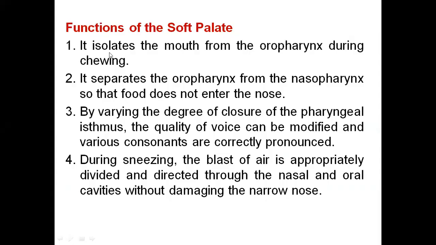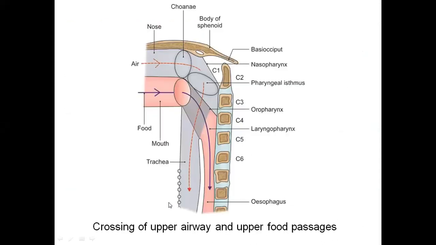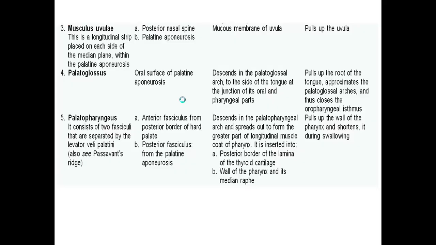The functions of the soft palate: it isolates the mouth from the oropharynx during chewing. It separates the oropharynx from the nasopharynx so that food does not enter the nose. By varying the degree of closure of the pharyngeal isthmus, the quality of voice can be modified and various consonants are correctly pronounced. During sneezing, the blast of air is appropriately divided and directed through the nasal and oral cavities without damaging the narrow nose. Now you can see this is the airway through the nose and this is the oral cavity, and this partition is the hard palate. Further continuation would be the soft palate.